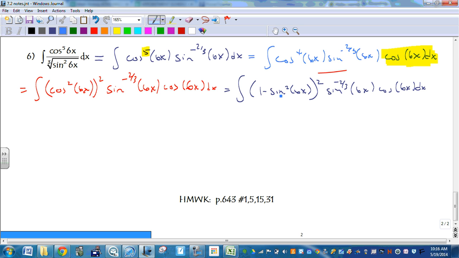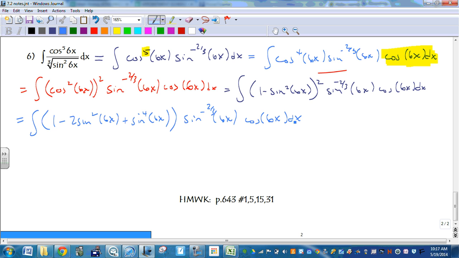So we can multiply this out using FOIL. We get 1 minus 2 sine squared of 6x plus sine to the fourth of 6x. And that's still getting multiplied by the sine to the negative 2/3 of 6x. And we still have our cosine of 6x dx at the end, kind of saving it for our du. So before we can do our u and du, we need to take this sine to the negative 2/3 and distribute it to each one of these.